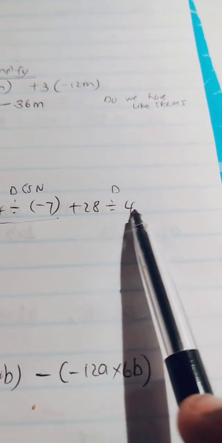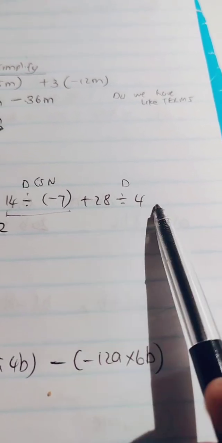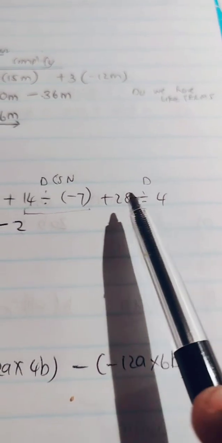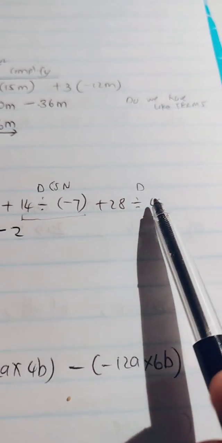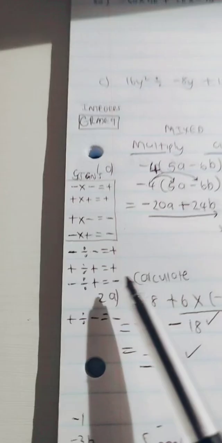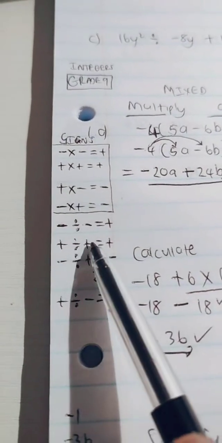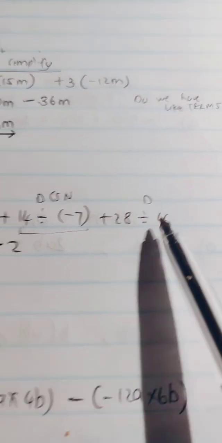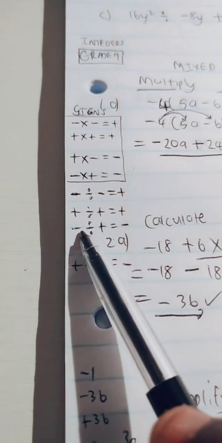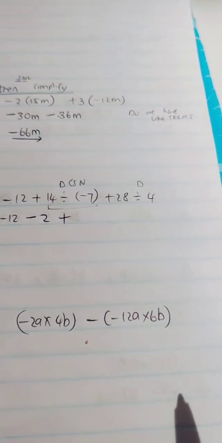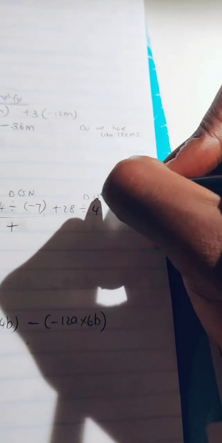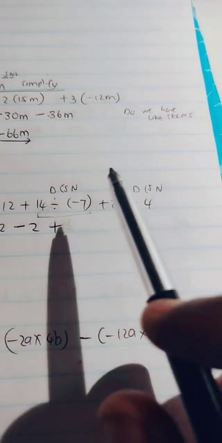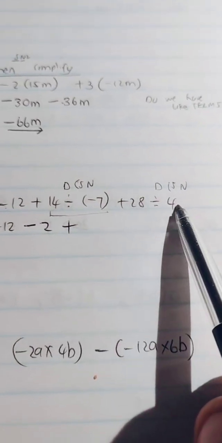Let's move on. There is another division here that we can do. So what do we say? A positive divided by another positive. Because this 28 is a positive and this 4 is a positive. What is a positive divided by a positive? It is a positive. So we're going to write a positive sign here. So the sign, we are done. What about the number? 28 divided by 4, it is 7.